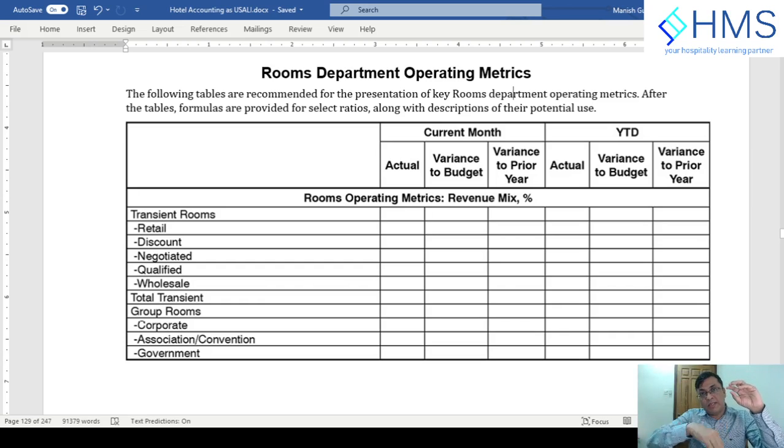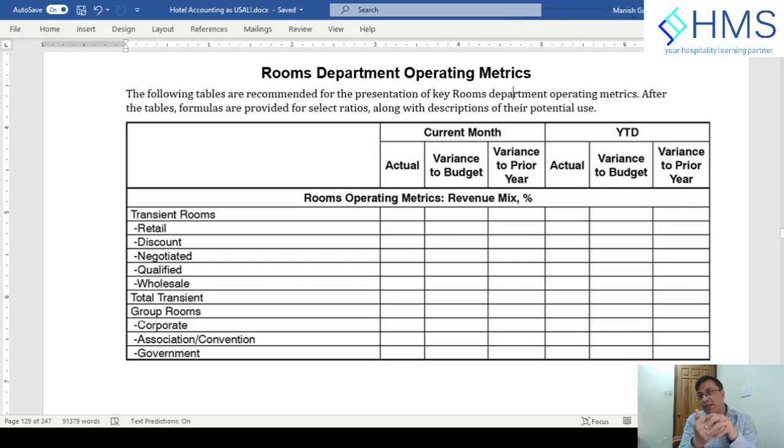You may have sub segments in retail. You may want to have a separate one for walk-ins, for the BAR rate, for OTAs, or any other segmentation that you may want to do. For discount, you may have promotions, packages, OTA with discounts, or whatever, however you want to segregate the business to understand it better. Negotiated, you may have corporate A, corporate B, corporate C. Qualified, you may have staff, government, or whatever.